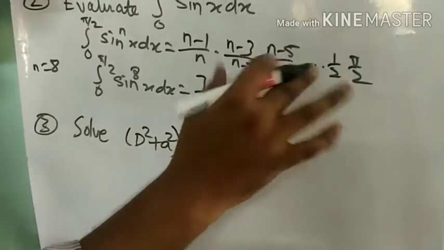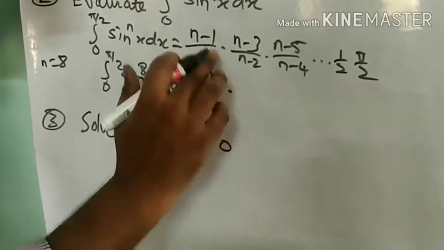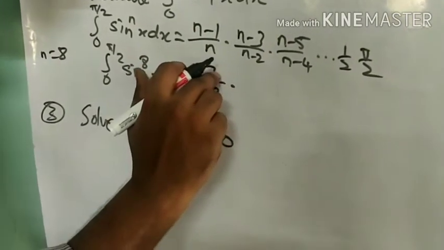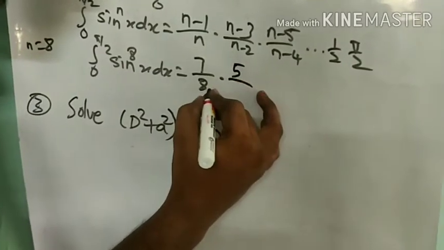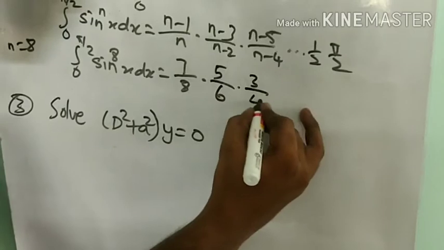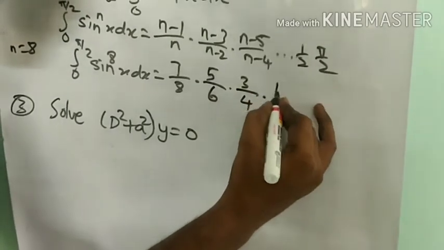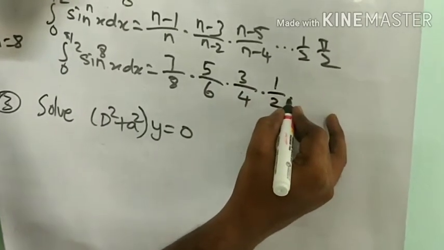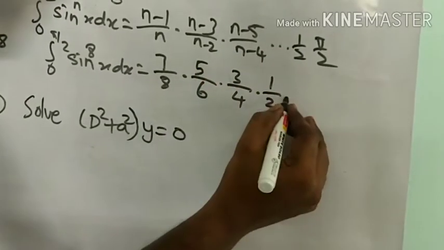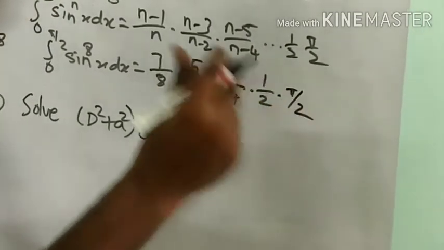Now you don't need to look at the formula, you can do it directly. In the numerator and denominator you subtract 2. Subtracting 2 gives 5 over 6, likewise 3 over 4, and lastly 1 over 2. It is even, so the last term is 1 by 2, and you write pi by 2. Don't forget this.